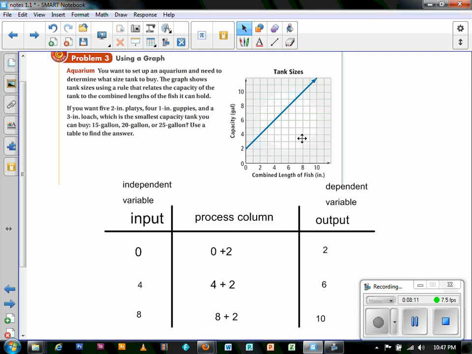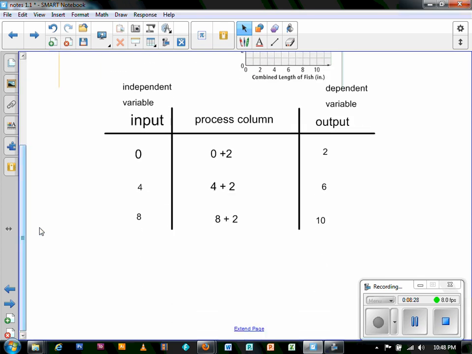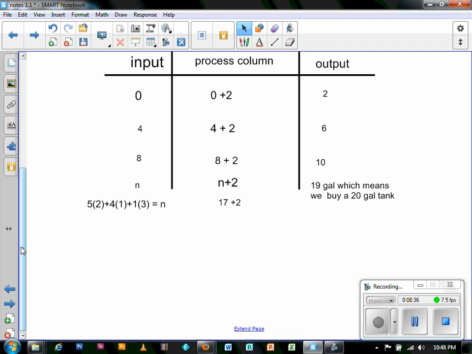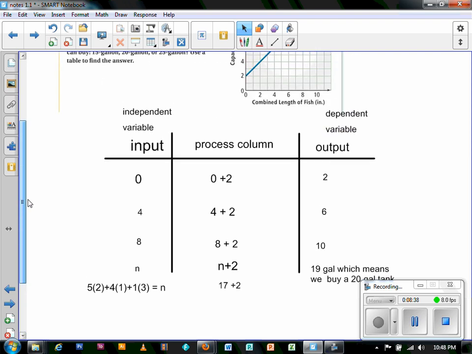And then I run out of graph. So now it's time to create a pattern from our process column so we don't have to extend our graph any longer. And as you can see, it's a very simple calculation of adding 2 to the input to get the output. So our expression that we're going to use is n plus 2. And then the only tricky part of this problem is to make sure that you represent n as the total length of the fish.